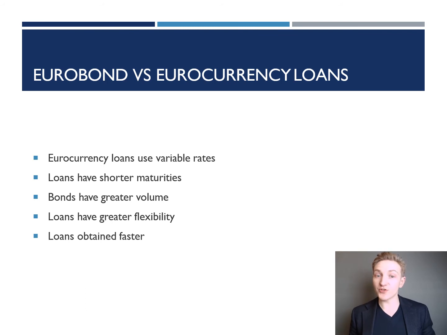Now, in terms of Eurobonds versus Eurocurrency loans, they can vary in some key characteristics. So Eurocurrency loans often use variable rates, LIBOR like I said, whereas Eurobonds are typically going to be denominated using fixed rates. Euro loans typically have much shorter maturities, i.e. 6 months if you're using the LIBOR 6 rate, so the 6-month rate, whereas Eurobonds can have, well, hypothetically any maturity, but are typically longer in nature. Bonds also have greater volume. They're more likely to be traded at least over the counter much more frequently than will a loan.